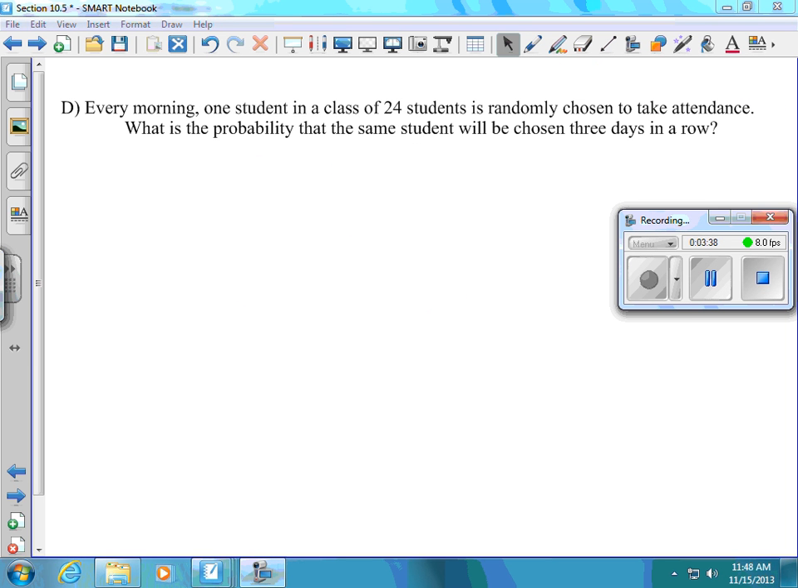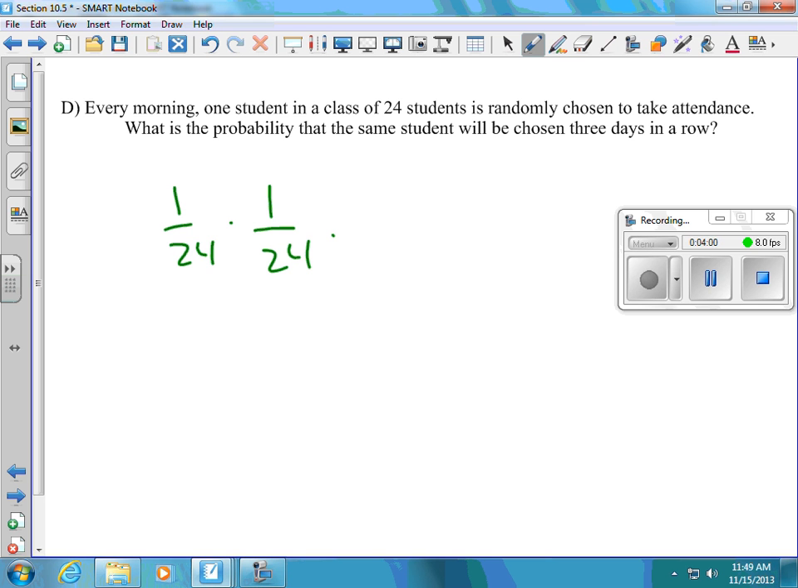Okay, every morning one student in a class of 24 students is randomly chosen to take attendance. What is the probability the same student will be chosen 3 days in a row? This is independent as well because it doesn't say that they can only do it one time. So they just randomly pick 1 out of 24 students every day. So 1 out of 24 times 1 out of 24 times 1 out of 24.